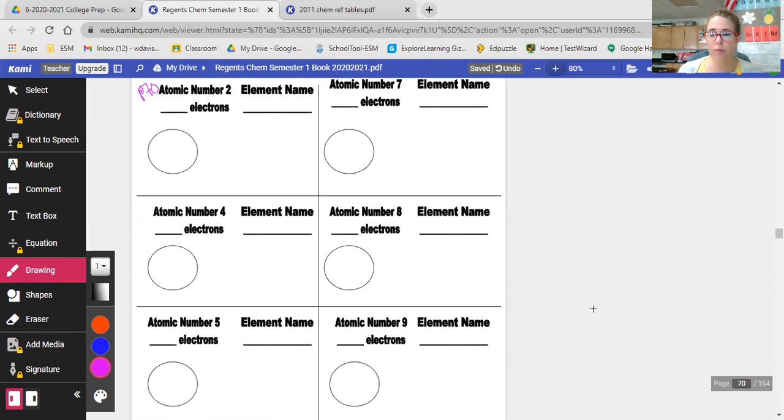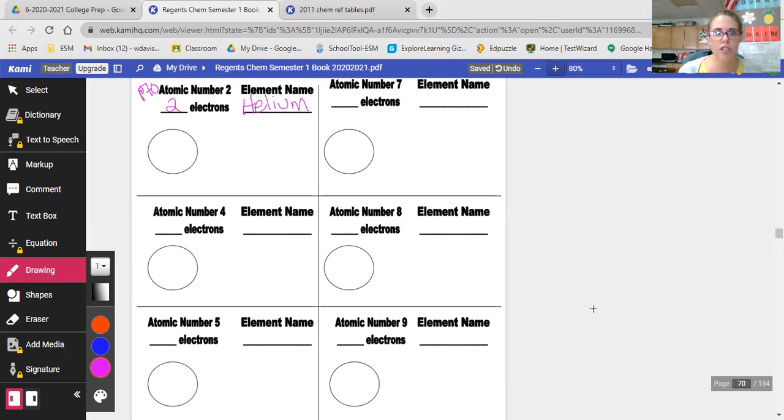I'm not going to do all of them, but I'm going to do quite a few of them. So our first one is atomic number 2. I go to my handy dandy periodic table and I find atomic number 2. According to that, atomic number 2 is helium. So the element name is helium, and helium has 2 electrons. It just has a number 2 right underneath it on the periodic table.